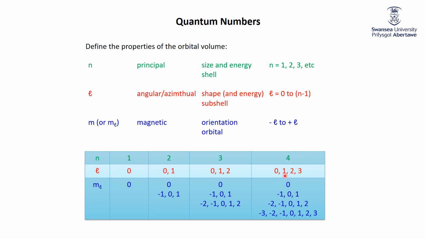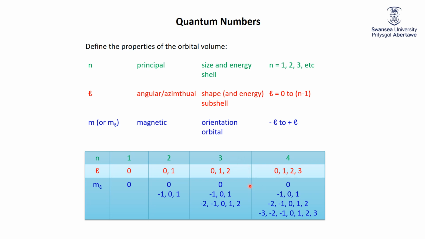If N is 4, L could be 0, in which case M is 0, or L could be 1, in which case M could be minus 1, 0, or 1. L could be 2, in which case M could be minus 2, minus 1, 0, 1, or 2, and L could be 3, in which case M could be minus 3, minus 2, minus 1, 0, 1, 2, 3. Okay? In other words, if ML is the orbital, in the first shell, there's only 1 orbital.